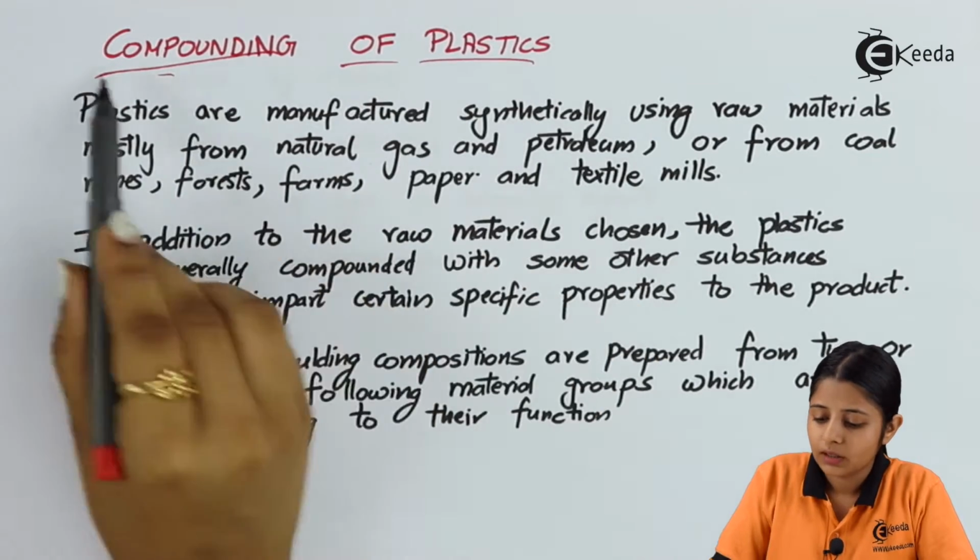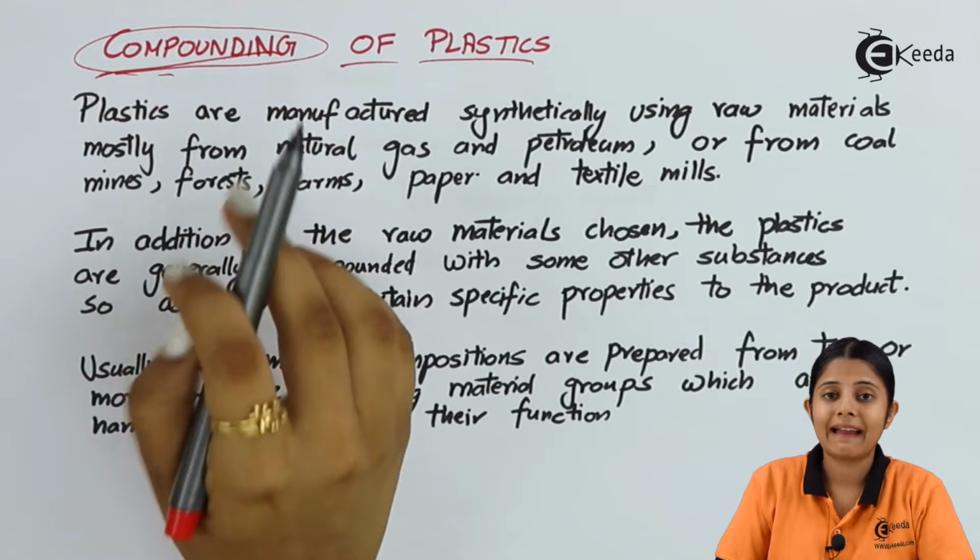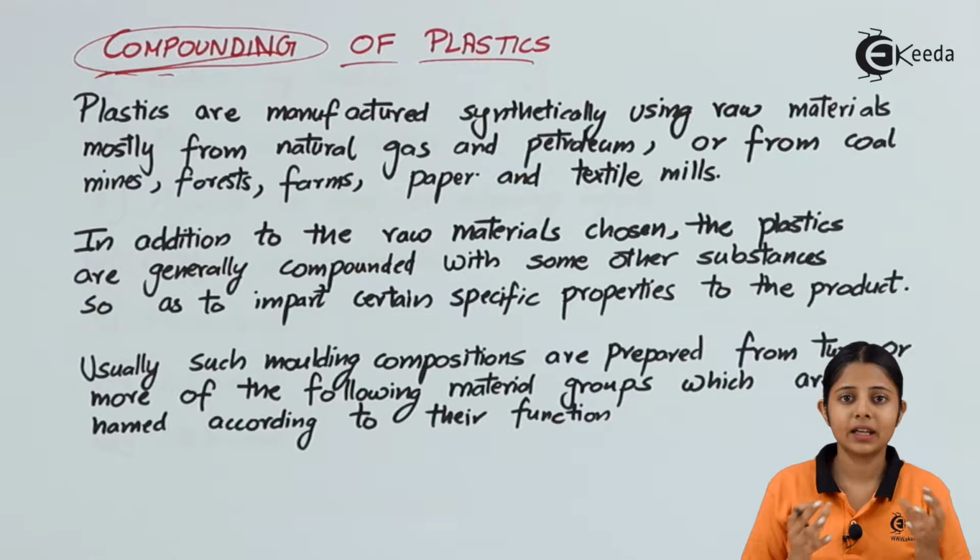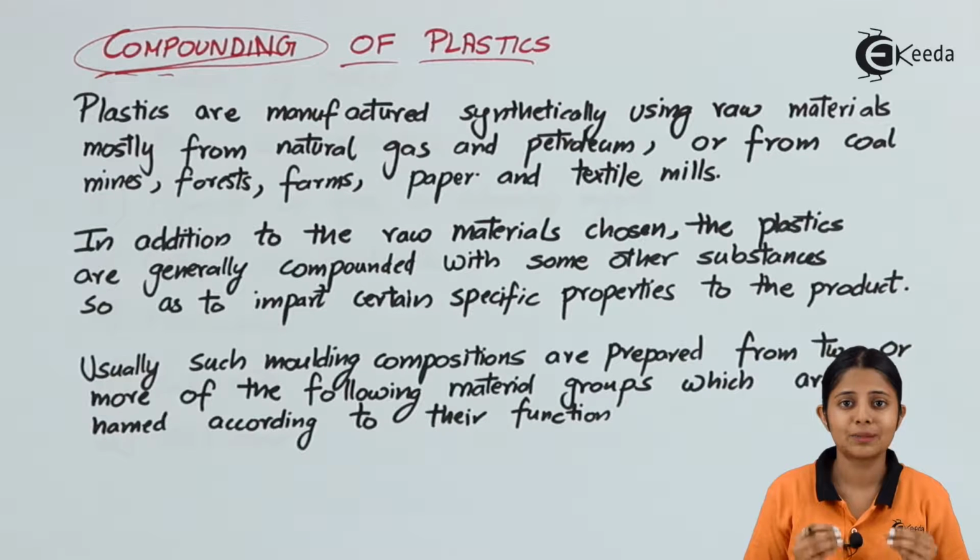Compounding of plastic. Compounding itself means adding something. Now when I take plastic, of course plastic is not something which we get from nature. Plastic is synthesized. It is man-made. That means plastics are made by us. We take different chemicals, we mix those chemicals and we make a plastic. Now this plastic, when we make them, they are not perfectly okay. They do not have all the physical and the chemical properties which we need.